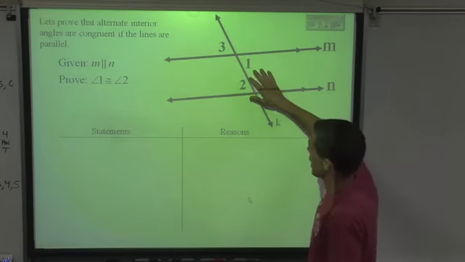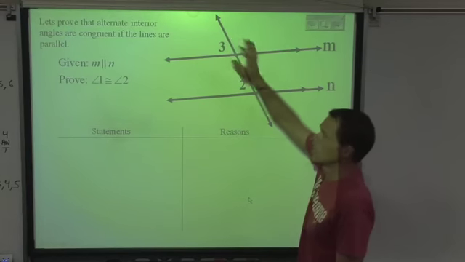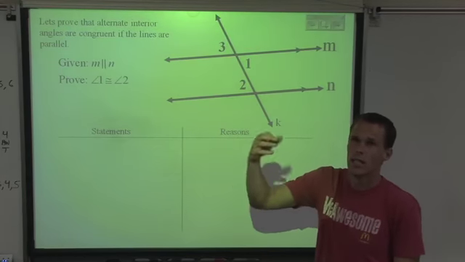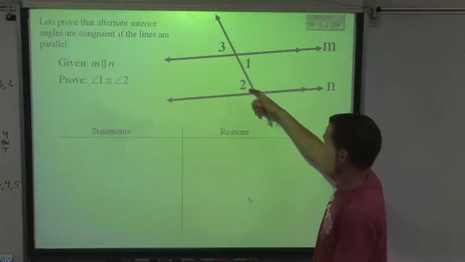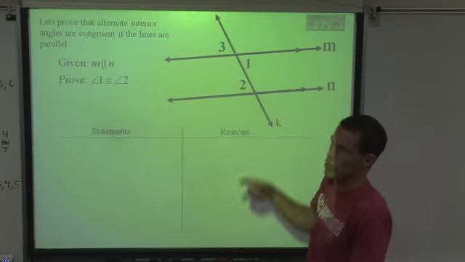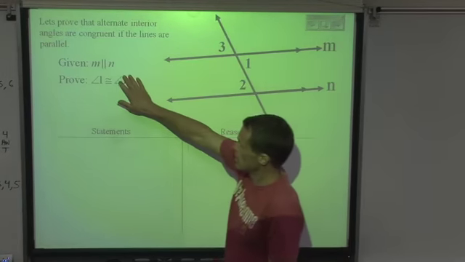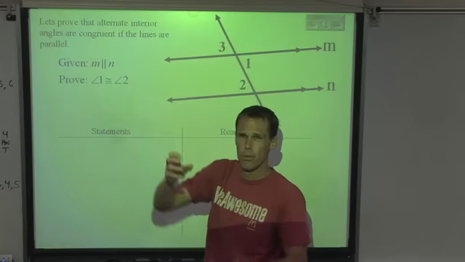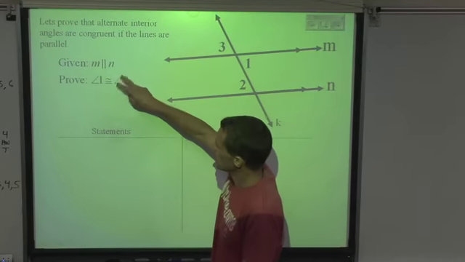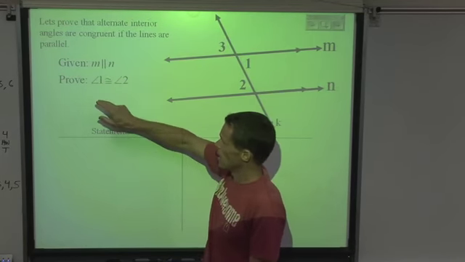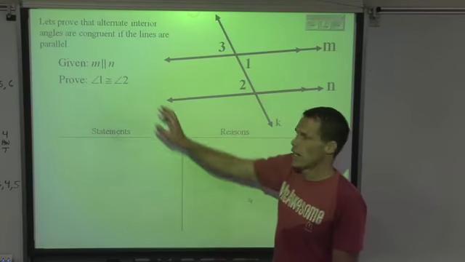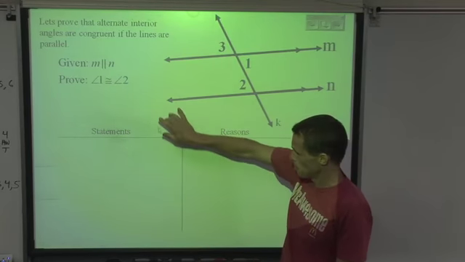We know that angle 2 is congruent to angle 3 because they're corresponding. The question is, does that mean that angle 2 is going to be congruent to angle 1? So we start off with, and this is based on the proof work we've done the last 2 days, lines M and N are parallel, and I would like to prove angle 1 is congruent to angle 2.